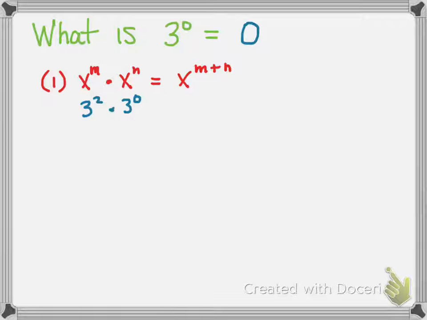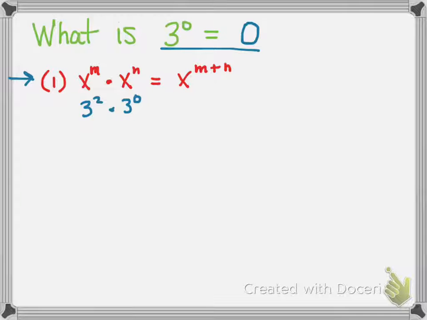We do know already that if we have two bases that are the same and we're multiplying exponents, then we can add those exponents to get an equivalent expression. So let's check that with our thought that 3 to the 0 power might equal 0 and see if that's true, and then we can go from there.